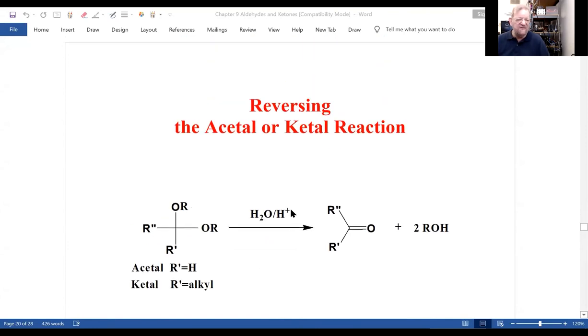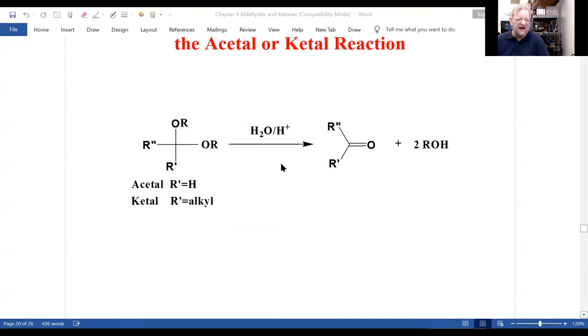And I call this reversing. You could also call it acid hydrolysis of an acetal or ketal. And again, I have what's different. This is the only other time in all of organic chemistry where you have two oxygens to the same carbon. On there, you can have R prime or H.